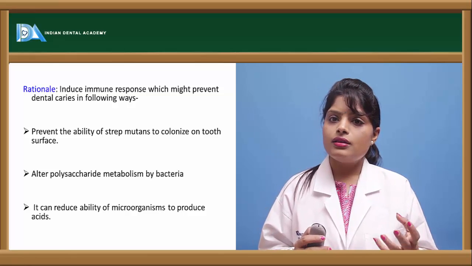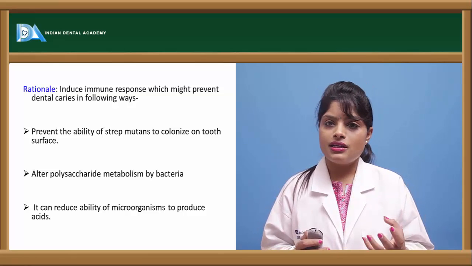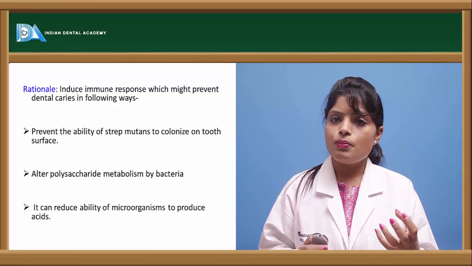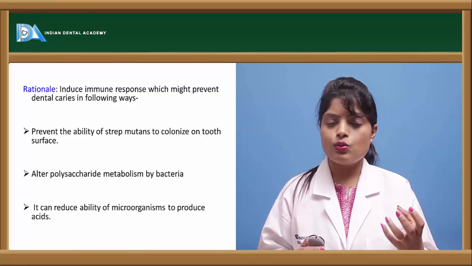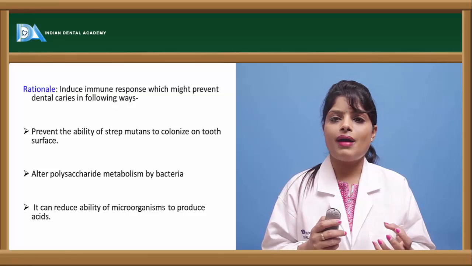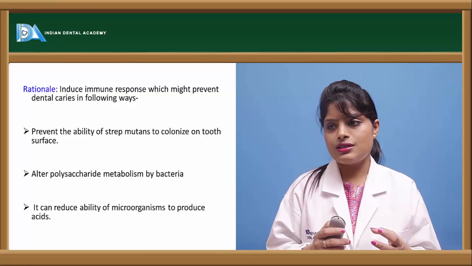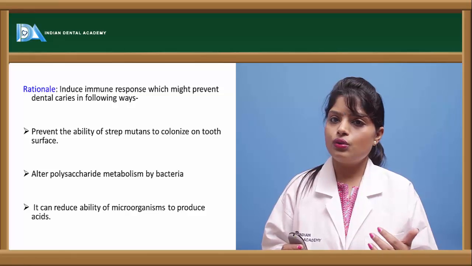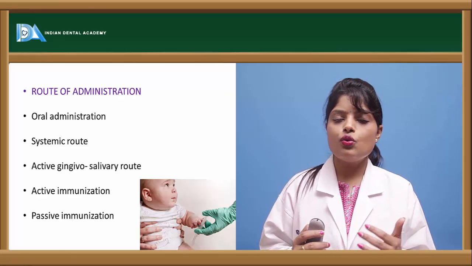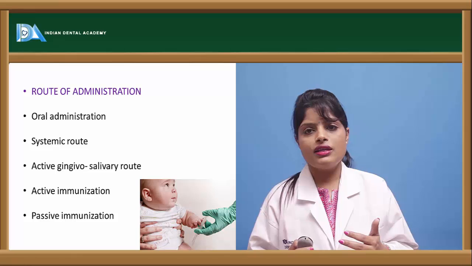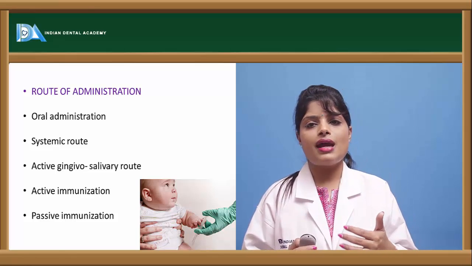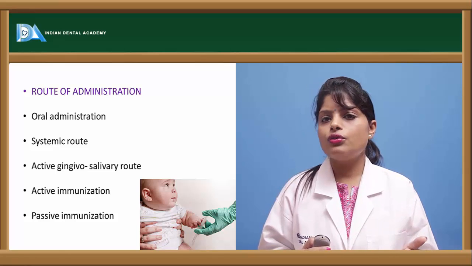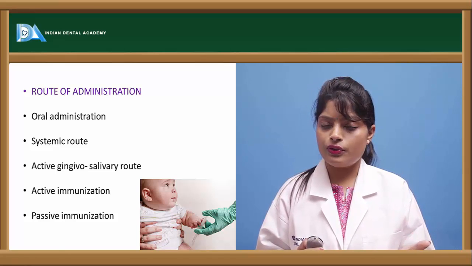They prevent the metabolism of the bacteria and the production of acids by the bacteria. They also prevent the formation of glucans, which help in adherence of the bacteria to the tooth surface, and prevent the microorganisms from colonizing the tooth surface. There are various routes of administration of this caries vaccine. This may be either oral or systemic, active or passive, or through the gingival crevicular fluid.